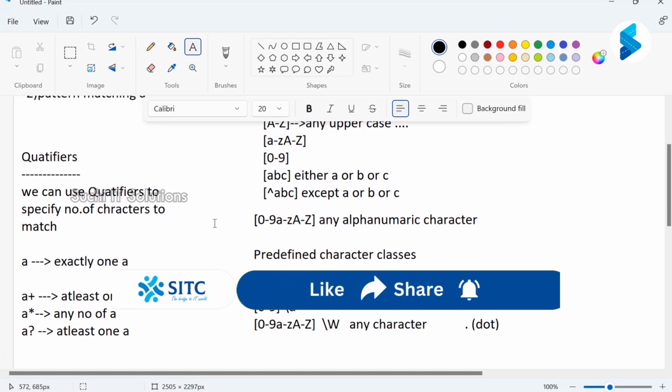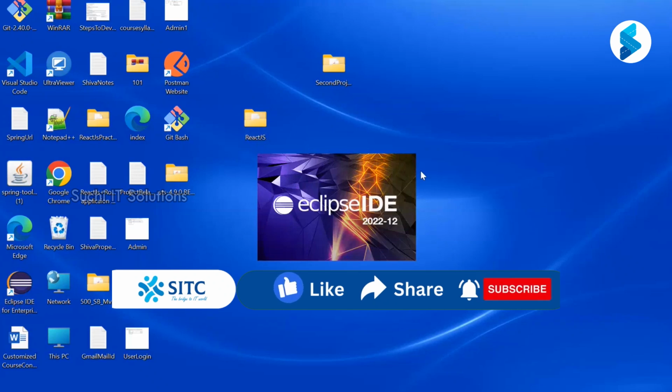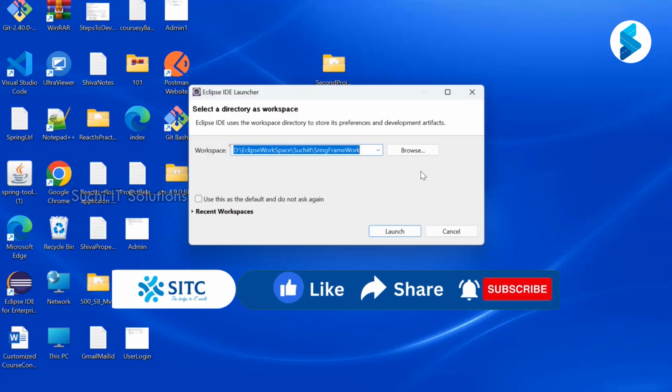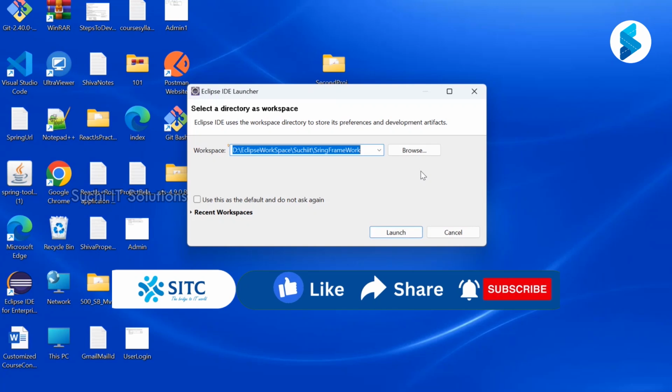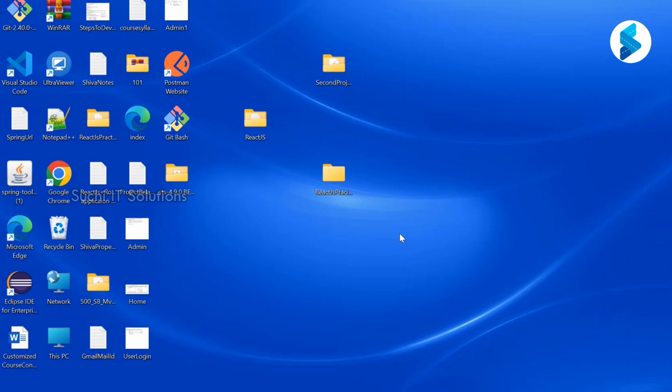What is the use of the split method, guys? Using the split method, we can split the data. Let me show you once. The String class contains a split method to split the given string according to a regular expression. Fine.